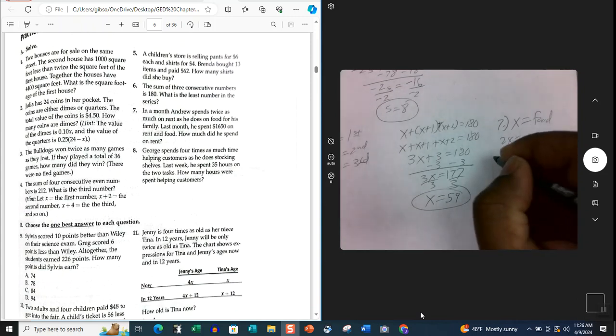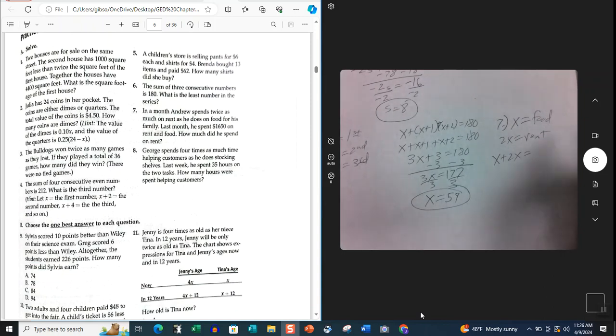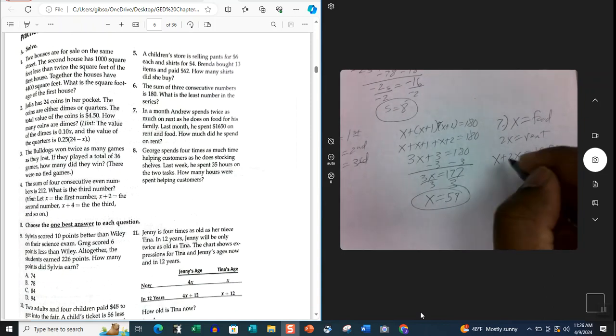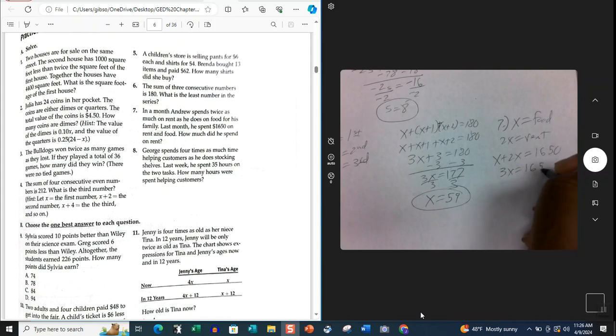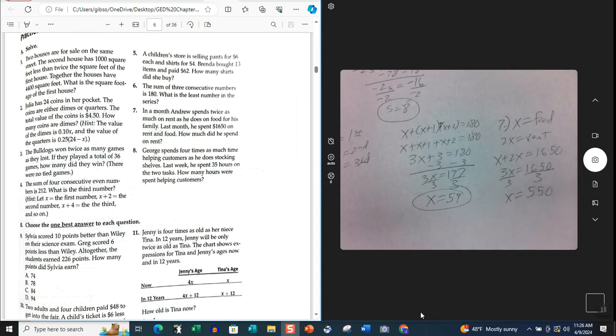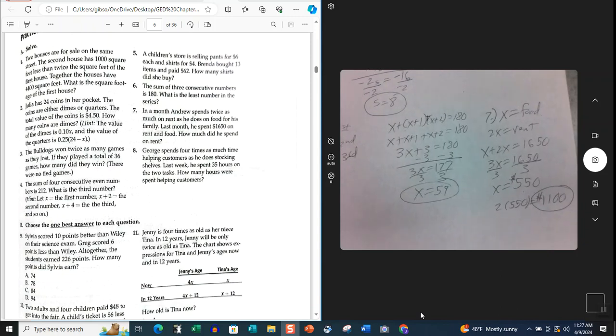So now, when you add these two together, they're supposed to equal 1,650. So this would be 3x equals 1,650. Divide each side by 3, and x is equal to $550. Now, they asked us how much did he spend on rent. So he spent twice as much. So 550 is food. So we'll do 2 times 550, which would give us 1,100. So he spent $1,100 on rent.